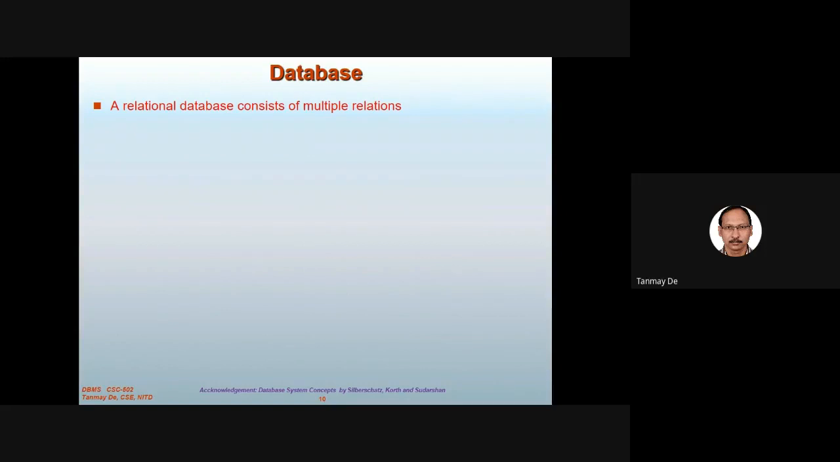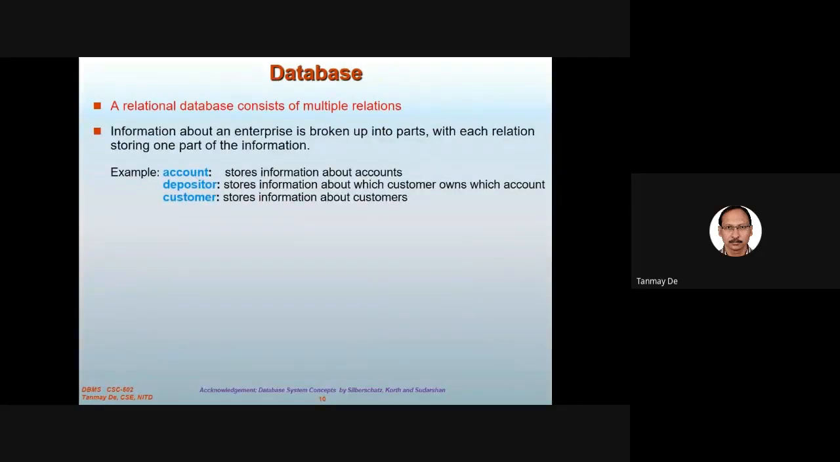The relational database consists of a number of relations, or a number of tables, and information about an enterprise is broken into parts, with each relation storing one part of the information. That is, the whole information of the particular enterprise is divided into a number of parts, and each part stores the information about that part. I mean, it is stored corresponding to one of the relations.